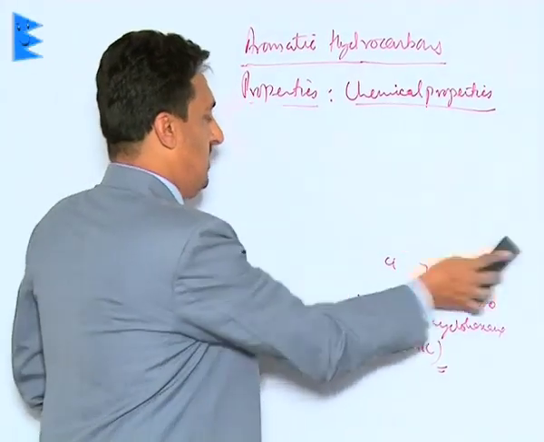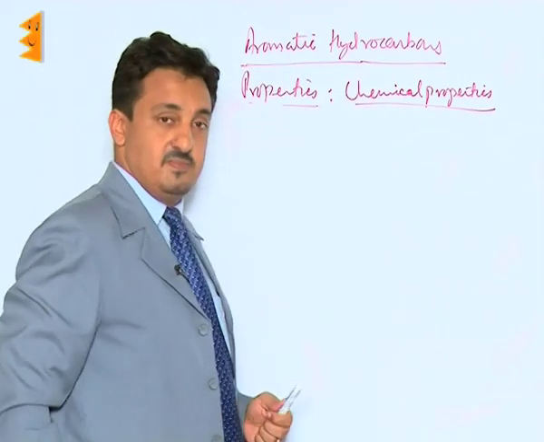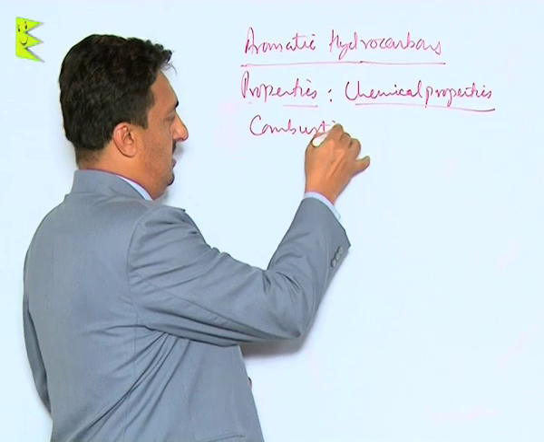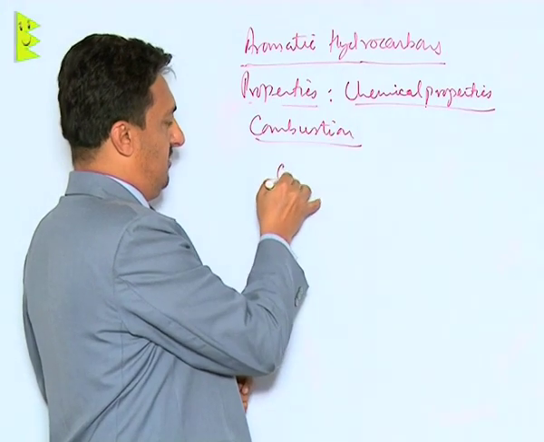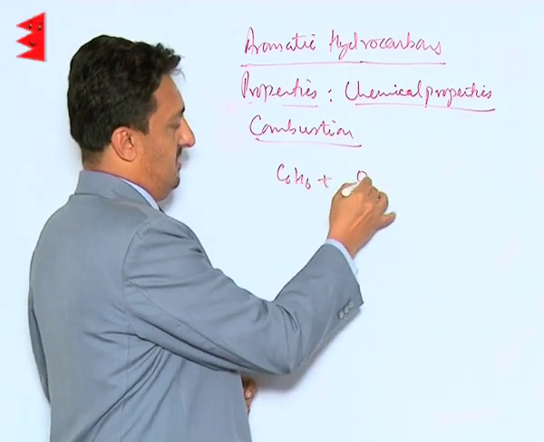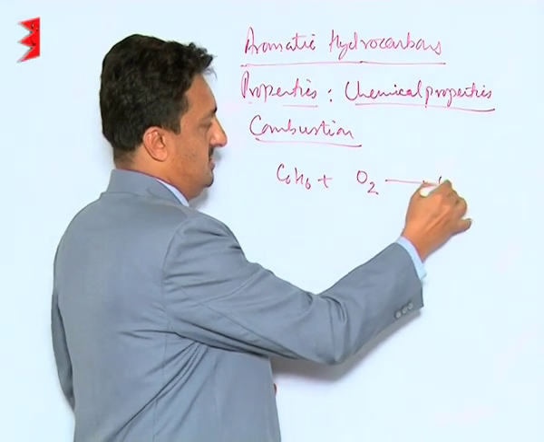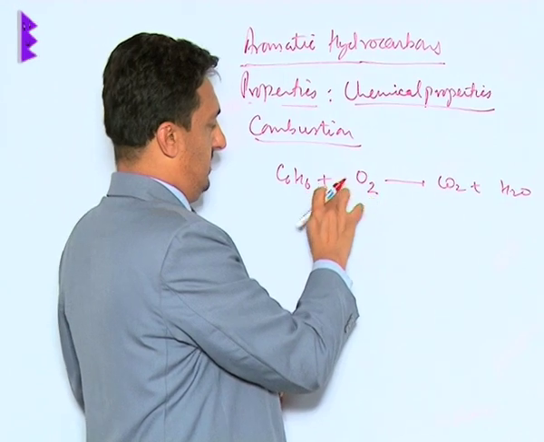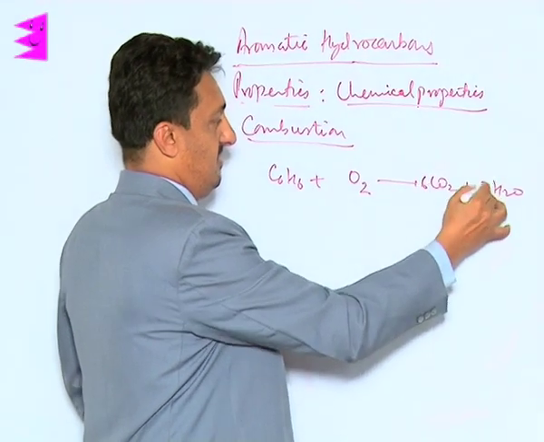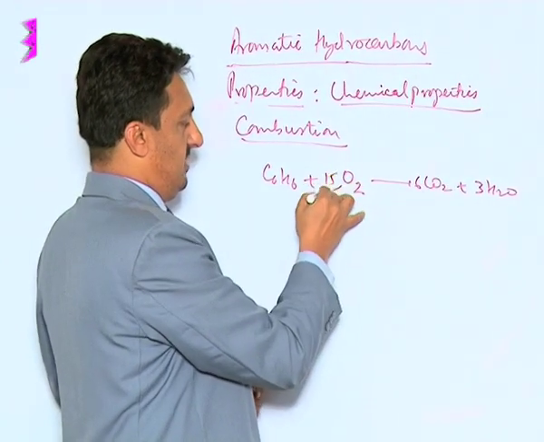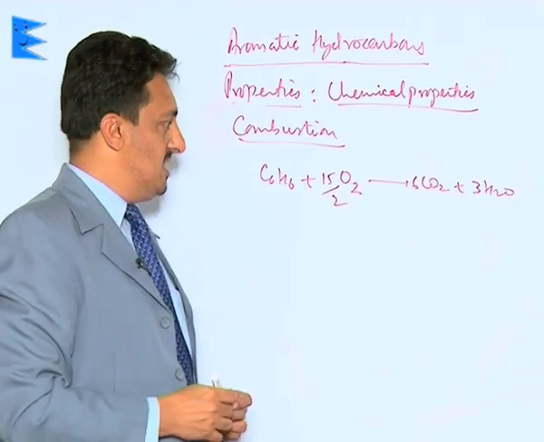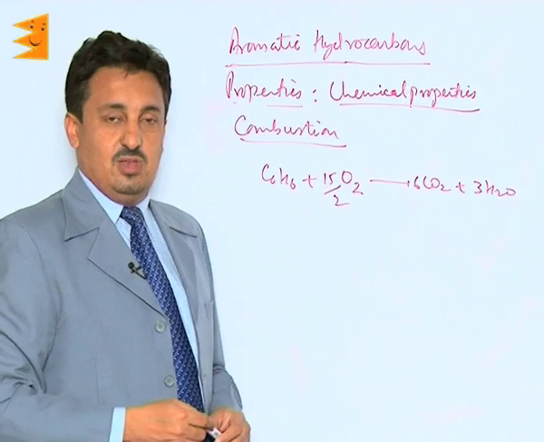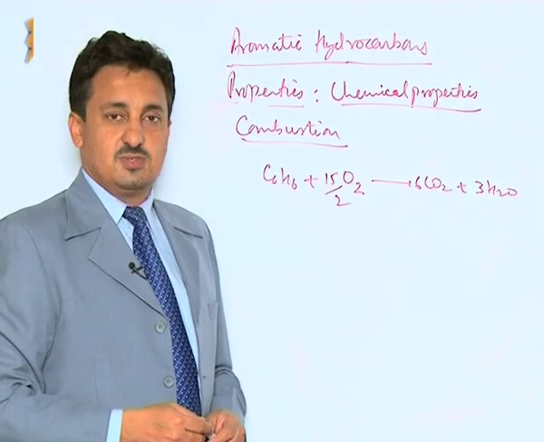They also show combustion reactions. If we take benzene, when it is combusted with oxygen, it gets changed into CO2 and H2O. We can write it like this: C6H6 plus 15/2 O2. So this is the general reaction, and on combustion benzene gives CO2 and H2O.